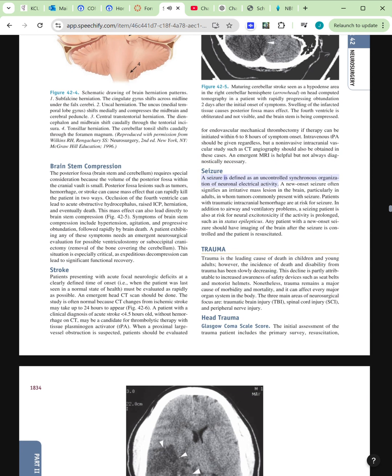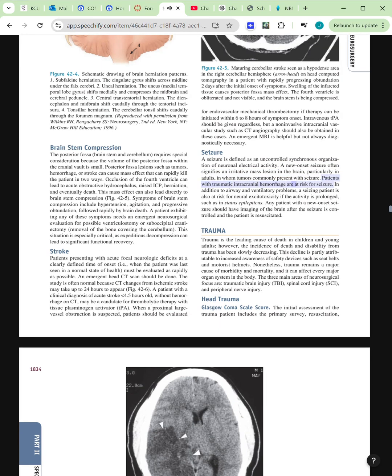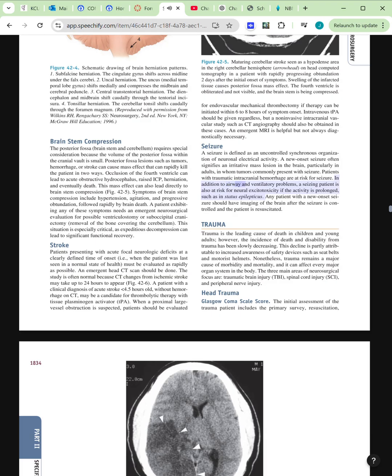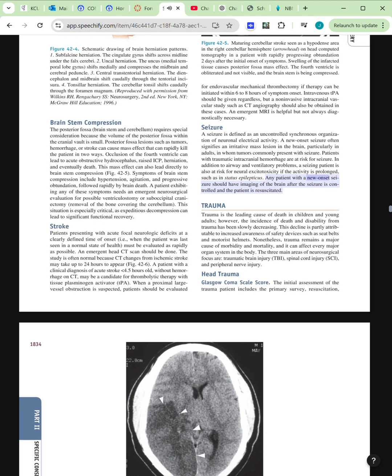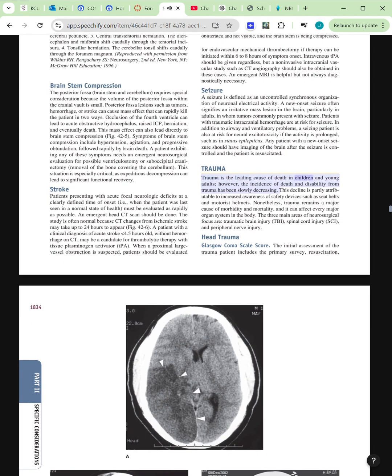Seizure. A seizure is defined as an uncontrolled synchronous organization of neuronal electrical activity. A new onset seizure often signifies an irritative mass lesion in the brain, particularly in adults, in whom tumors commonly present with seizure. Patients with traumatic intracranial hemorrhage are at risk for seizure. In addition to airway and ventilatory problems, a seizing patient is also at risk for neural excitotoxicity if the activity is prolonged, such as in status epilepticus. Any patient with a new onset seizure should have imaging of the brain after the seizure is controlled and the patient is resuscitated.